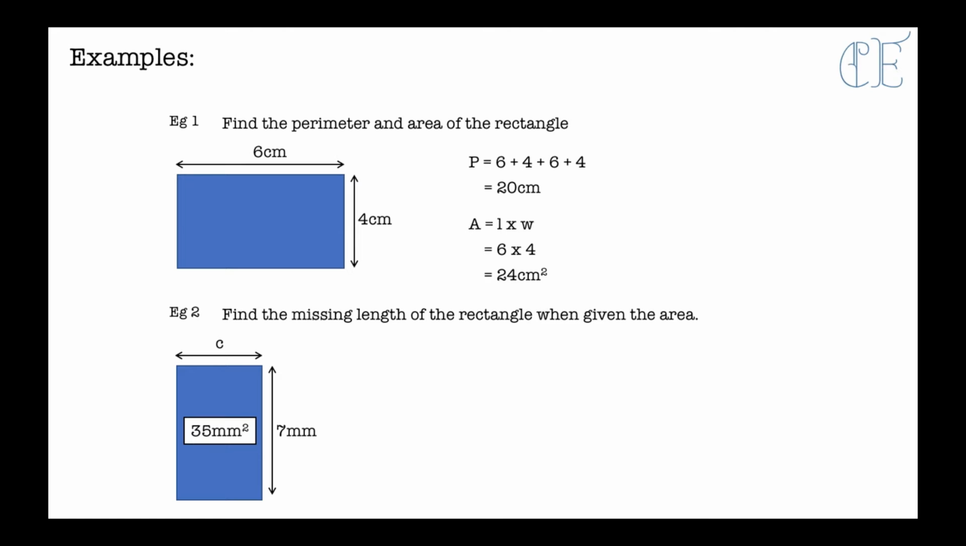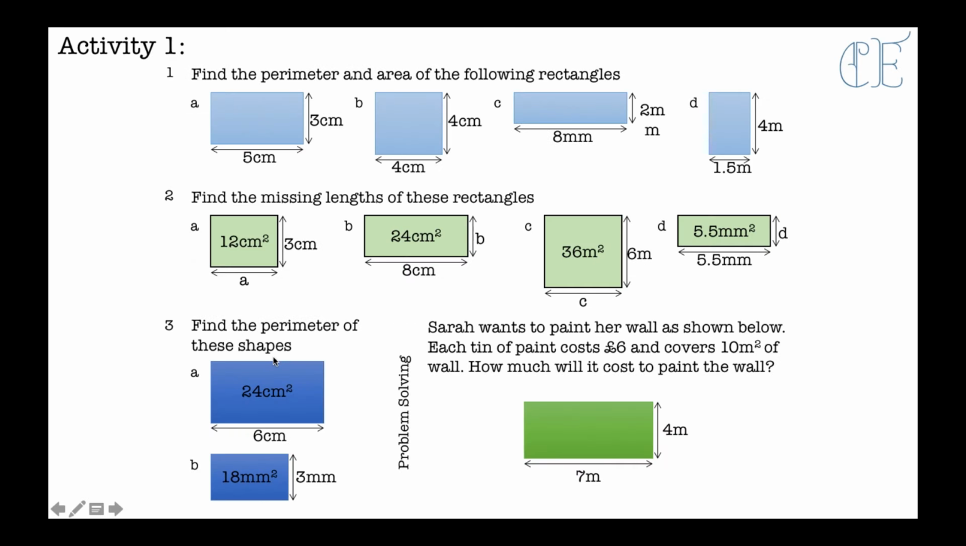Now in this next one, it says find the missing length of the rectangle when given the area. Well, if you look here, it's telling us the area of this shape, and it tells us one of the measurements. Well, to work out the area, we do length times width, so we would just multiply these two together. So instead, we need to find this, so we'll do the opposite, and we'll do 35 divided by 7. 35 divided by 7 is 5, which means this must have measured 5 millimetres. Why don't you pause the video and have a go at some of these questions then.